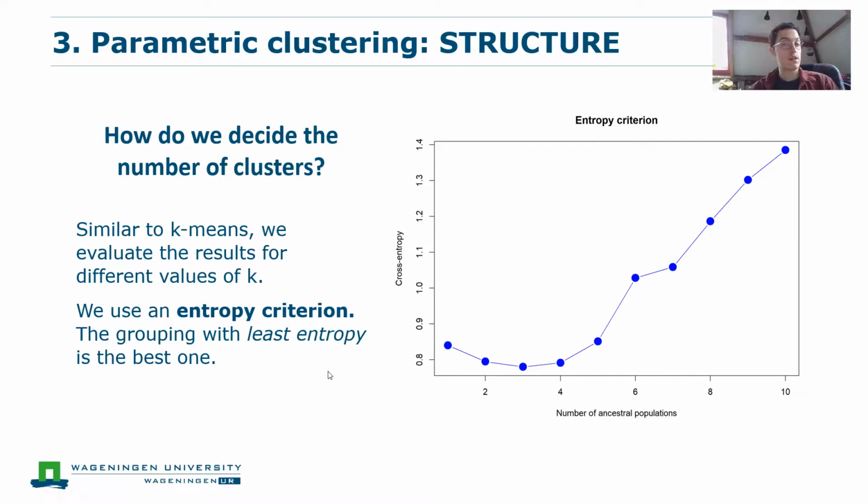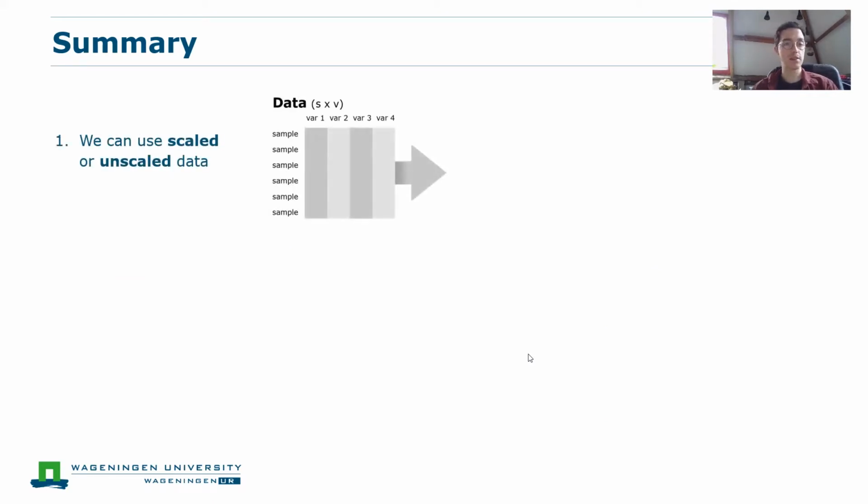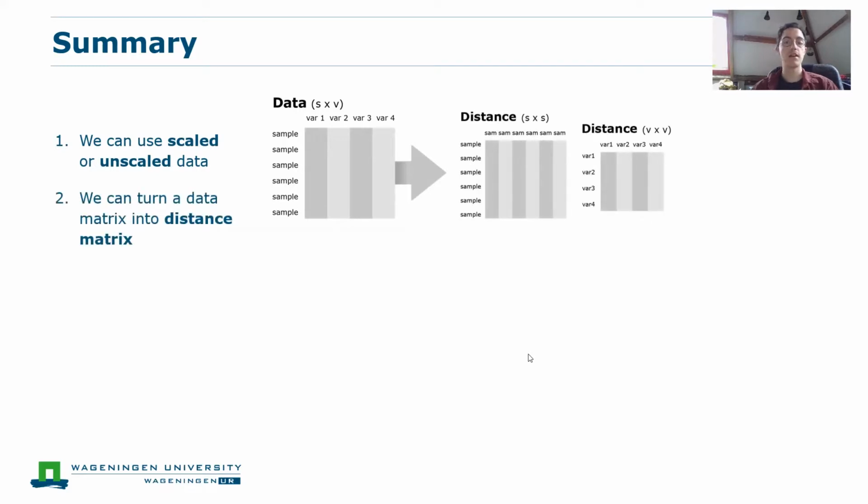And I think that's actually it for this part on clustering. So in this case, we would choose 3 as the true number of ancestral populations. Just to summarize, we can use scaled or unscaled data to create distances. I've only been speaking about distances of samples with samples, but you can also take distances of variables with variables in order to study the relationship between the variables, which ones are closer to each other.